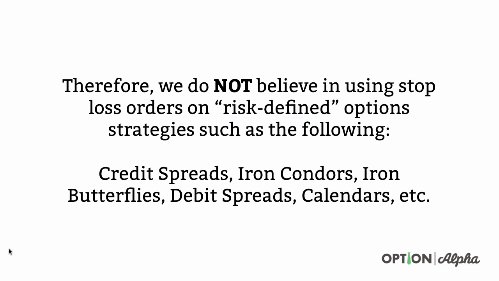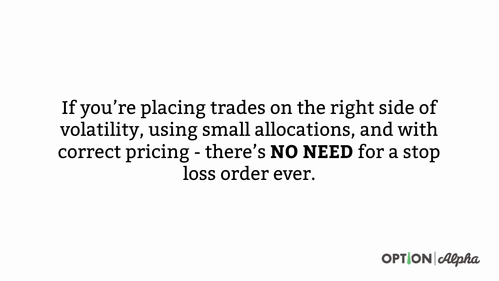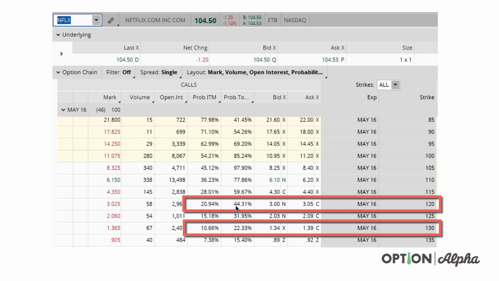Okay, so in this case, if you're placing trades on the right side of volatility, you're using small allocations, which we talk about here ad nauseam, and you're doing it with correct pricing, meaning you're taking in enough money to cover the risk, then there's no need for a stop loss order ever. Again, it's going to create more losing trades. If you have a stop loss order in any way, shape, or form, you put yourself at risk of getting closed out at a higher chance when the stock just happens to swing in one direction or another.